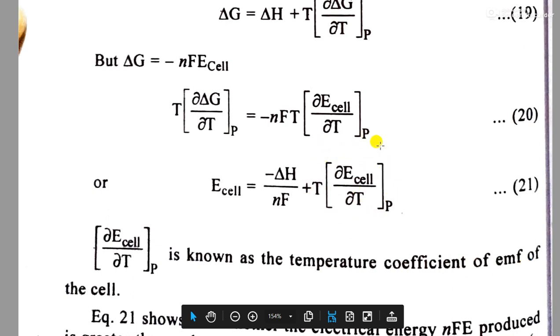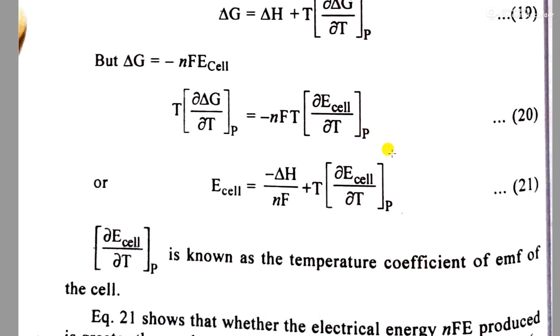Define temperature coefficient of EMF of a cell. You have to write this expression dou by dou T of E of a cell at constant pressure. That is the change in EMF of a cell with respect to temperature at constant pressure.